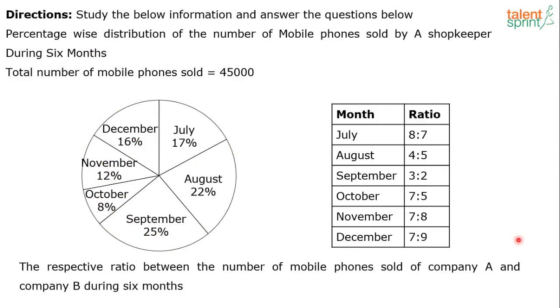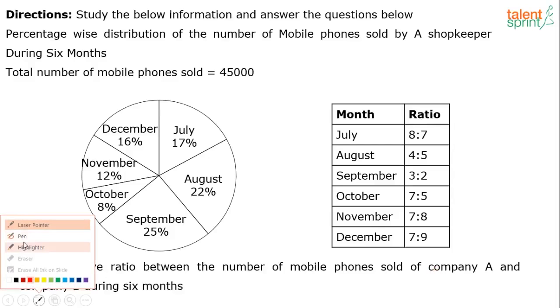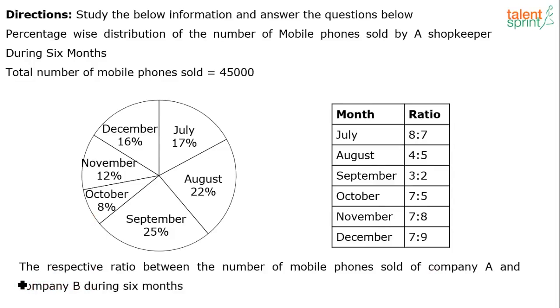Then there is also a table given to us. What is this table? Again, month from July to December, ratio. He has given some ratio. Look at this point. The respective ratio between the number of mobile phones sold of company A and company B during 6 months. Strictly, if I have to do some small corrections here, there should be a shopkeeper. He's talking about one particular shopkeeper. So percentage distribution of number of mobile phones sold by a shopkeeper, and then there are two companies, company A and company B. The shopkeeper here sells phones of these two companies. So out of the total number of phones sold in July, the ratio between company A and company B is 8:7.